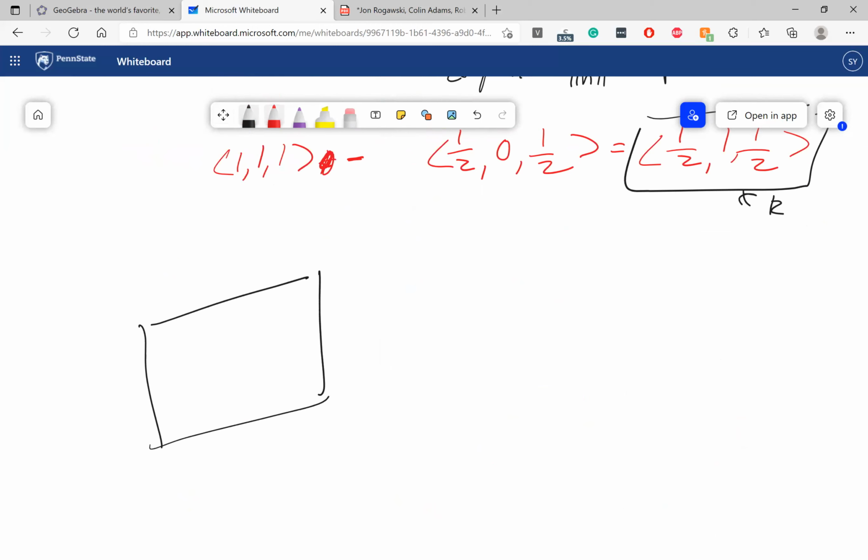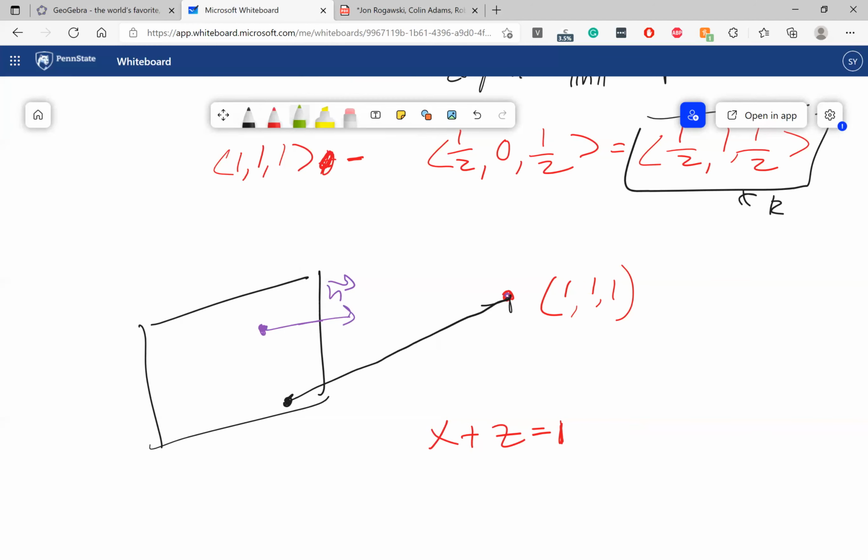So here is a plane, and here is a point, and this was the point 1, 1, 1. And the plane had the equation x plus z is equal to 1. So what we said is, in order to find the shortest distance from this plane to this point, we should find the normal vector to this plane. So that's this vector over here. And we should find any vector going from the plane to this point and take the projection. Now, the projection itself would give us a vector going from this point all the way to this point.